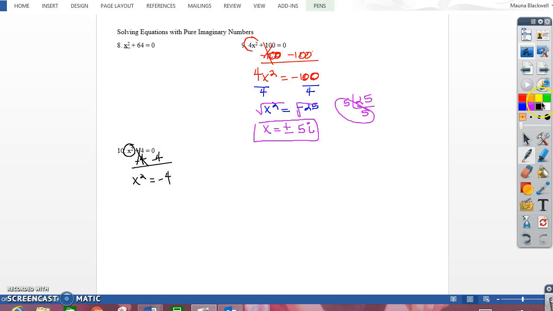Once the x squared is by itself, we take the square root of both sides. When I take the square root of a variable, we always include the plus or minus. The square root of 4 is 2 because it's a perfect square. To take care of the negative, we bring out an i because i is equal to the square root of negative 1. So x equals plus or minus 2i.